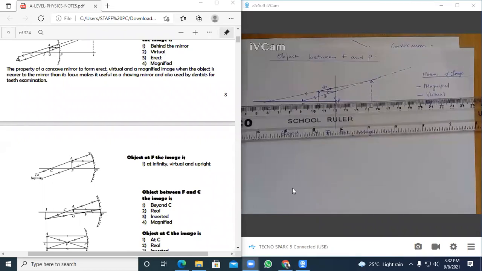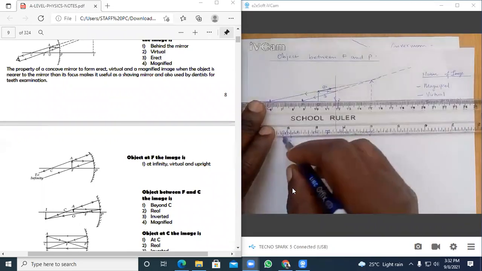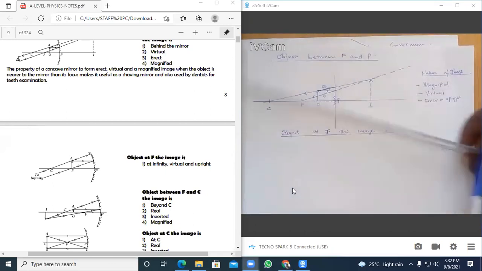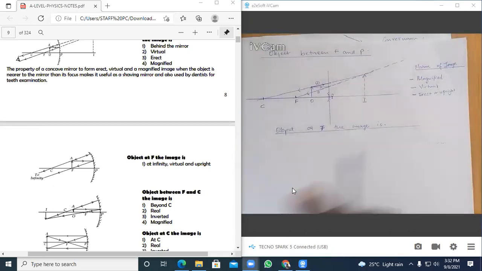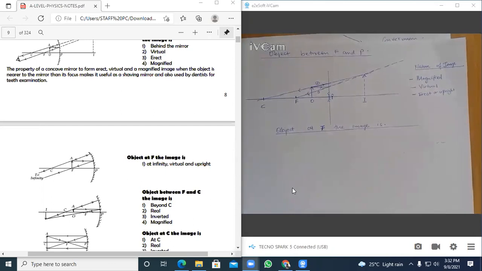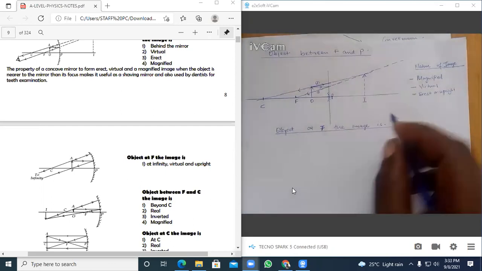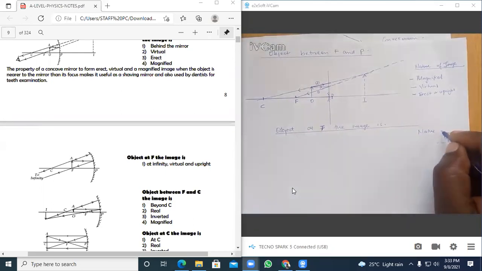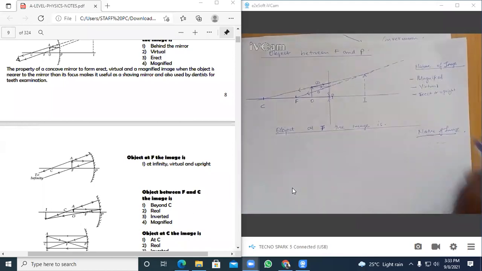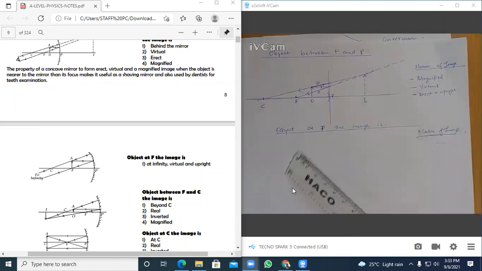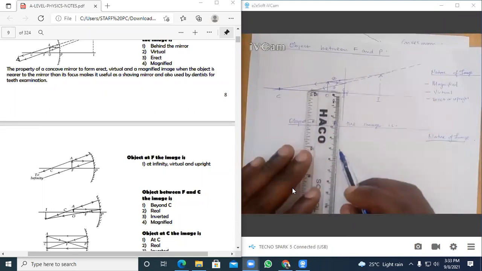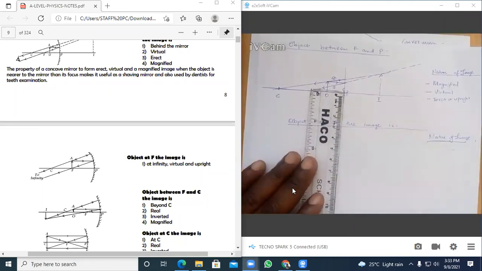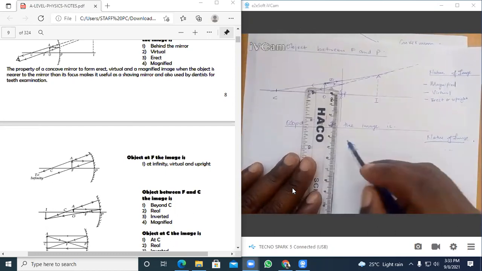Have you finished? Narveg, have you drawn the second one? Object at F, the image is, so we are going to write the nature here. Very well, nature of the image. Narveg, you are very slow. I don't know why.